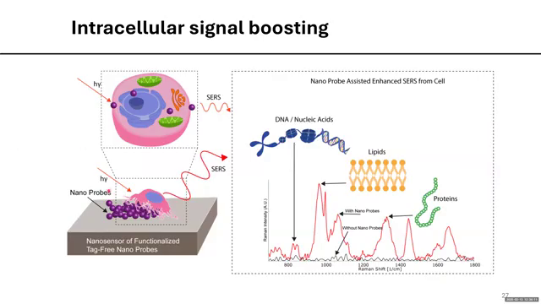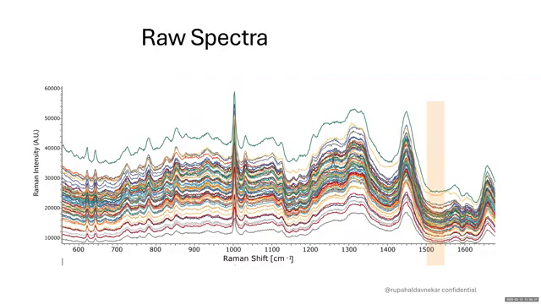This is a schematic of a cell with this nanostructured platform, and you see different peaks which belong to nucleic acids, lipids, proteins using these nanosensors. If these nanosensors were not there, you will just see this black flat line here, and you cannot make anything out of it. So this is the technology behind my research, and this is how the raw spectra looks like.